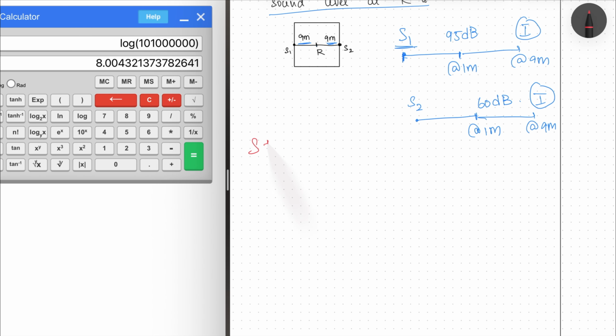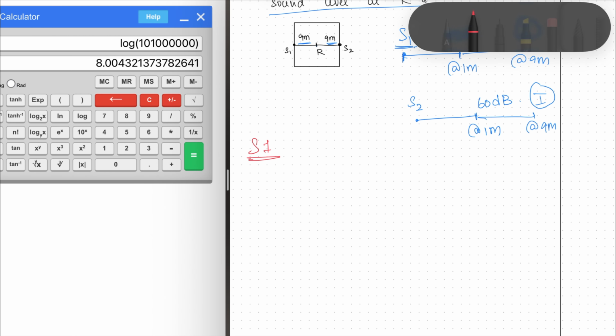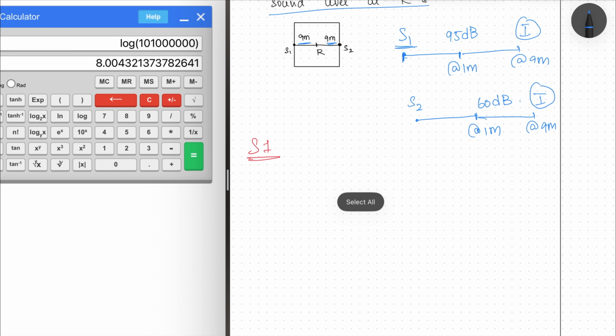So whatever we're gonna find, it's for source 1 now. So what is your I1? I1 they have mentioned it's 95 decibel. So it's 9.5 minus 12, which gives you minus 2.5. So I1 is equal to 10 to the power minus 2.5 watts per square meter.